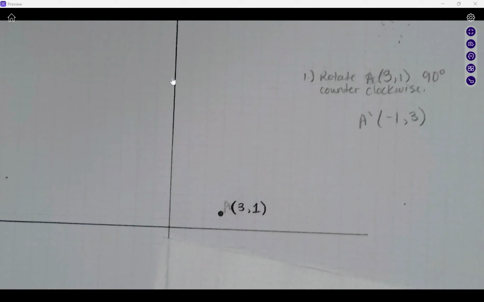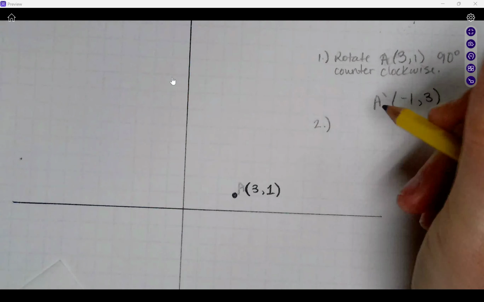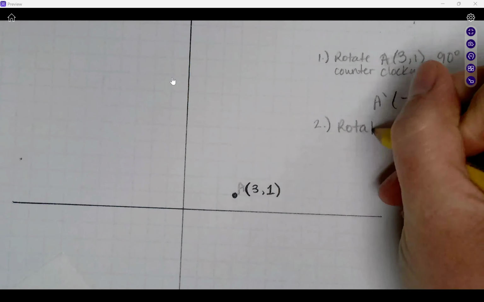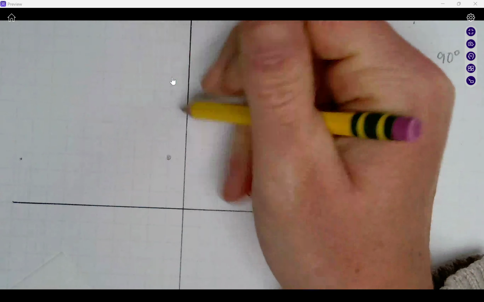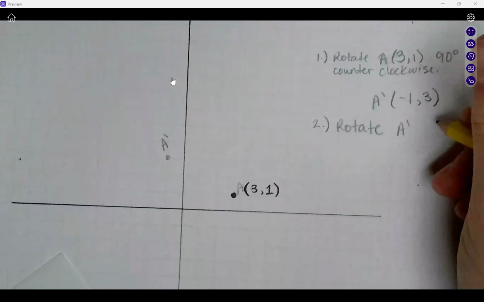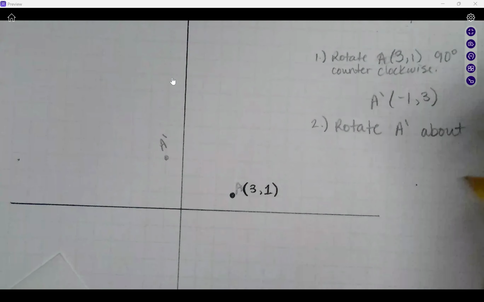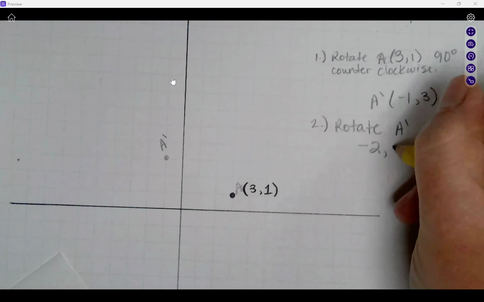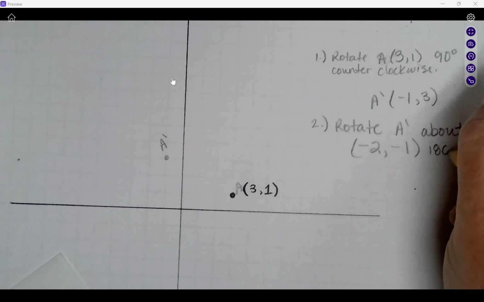Okay, not too bad. Next, let's rotate around a point that is not the origin. And let's actually use A prime this time. So let's rotate A prime about, I don't know, -2, -1, 180 degrees.